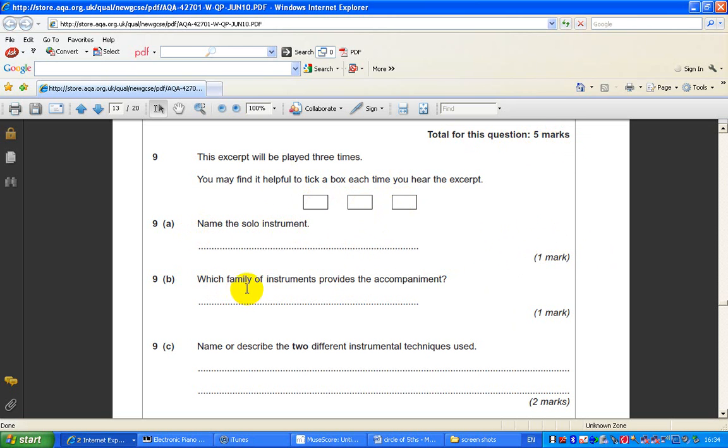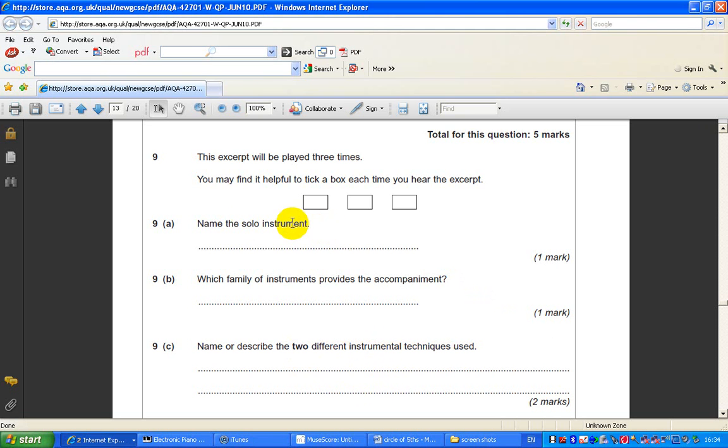Question B, which family of instrument provides the accompaniment? So we must be thinking brass, woodwind, strings and percussion. Name or describe 2 different instrumental techniques used. So we need to home in on the instrument or instruments and decide on techniques being used. So let's have a little listen first of all.